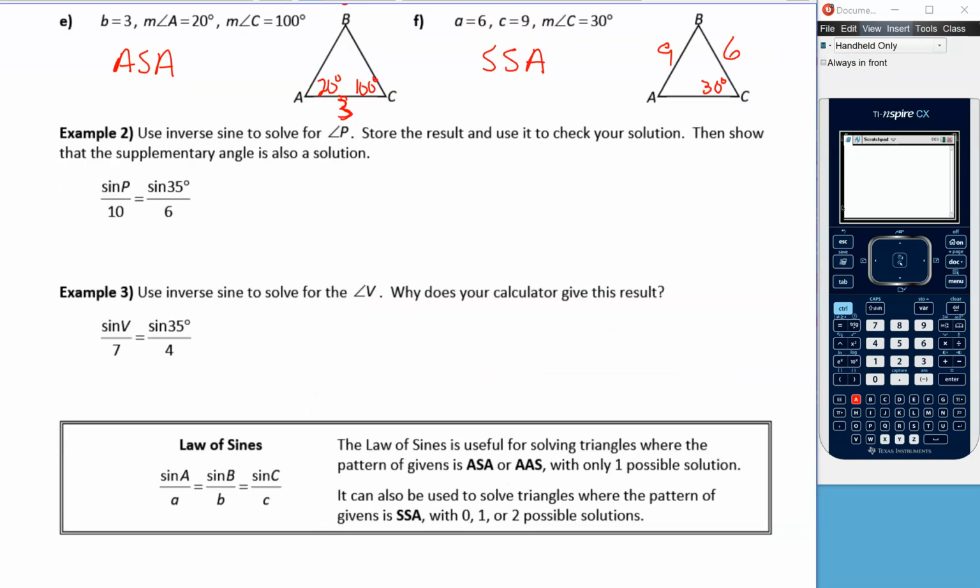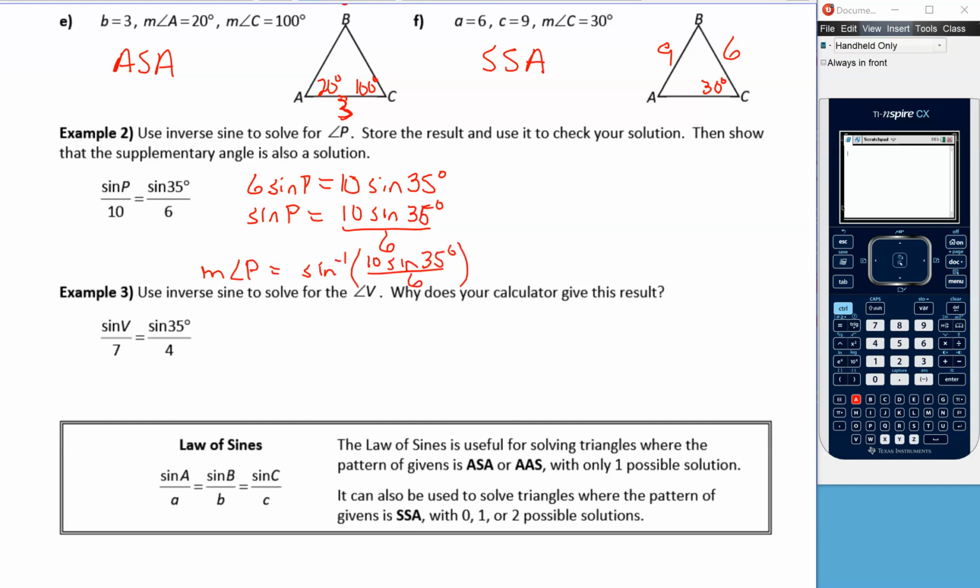In example 2, we can solve a proportion, which looks like the law of sines, and then we're going to solve it using inverse sine. First, we'll cross multiply, then divide by 6. Then we'll take the inverse sine. A note about solving these: don't reach for your calculator until you've solved for the unknown. It's important that we keep all of the exact form in the answer so that rounding doesn't happen if you write down intermediate answers. That is, don't reach for the calculator until you've solved for angle P.